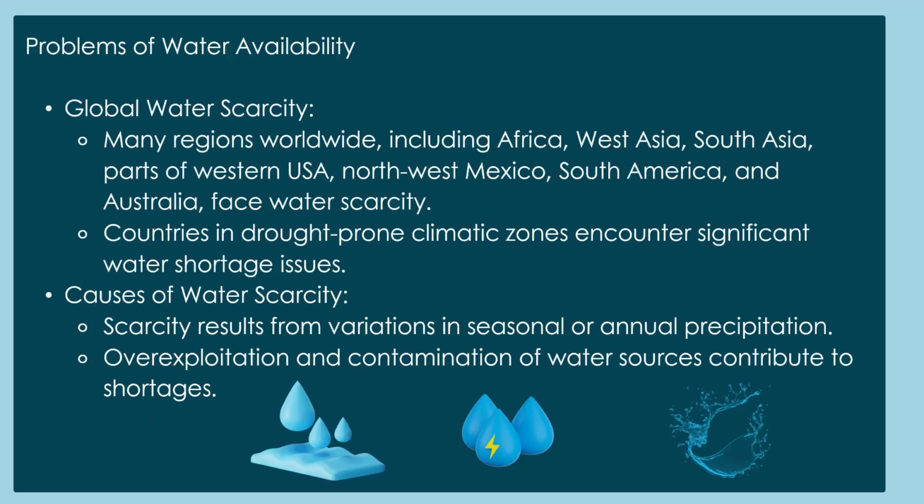Problems of water availability. First one, global water scarcity. Many regions worldwide, including Africa, West Asia, South Asia, parts of Western USA, Northwest Mexico, South America, and Australia, face water scarcity. Countries in drought prone climatic zones encounter significant water shortage issues. Now, causes of water scarcity. Scarcity results from variations in seasonal and annual precipitation. Overexploitation and contamination of water sources contribute to shortages.